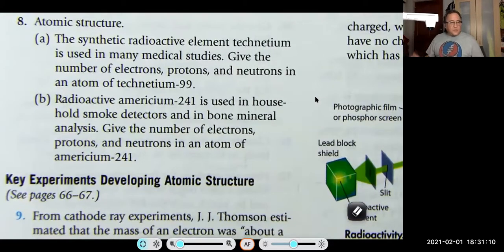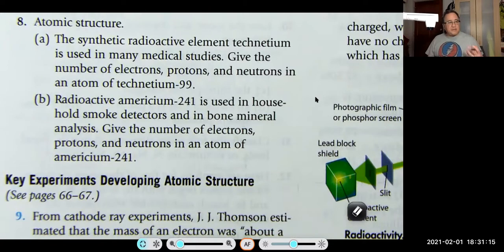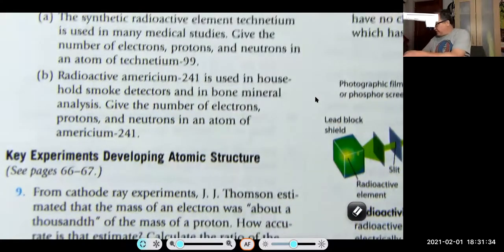The synthetic radioactive element technetium is used in many medical studies. Give the number of electrons, protons, and neutrons in an atom of technetium. And then also for radioactive americium 241, give the number of electrons, protons, and neutrons in an atom of americium. So let me show you how to do that.